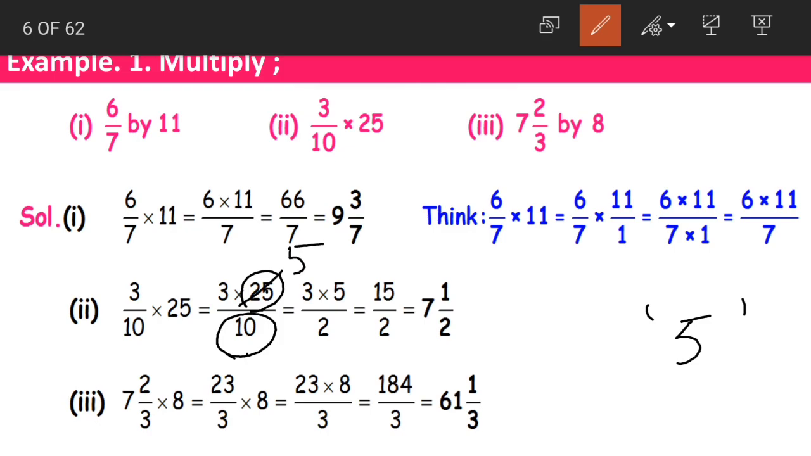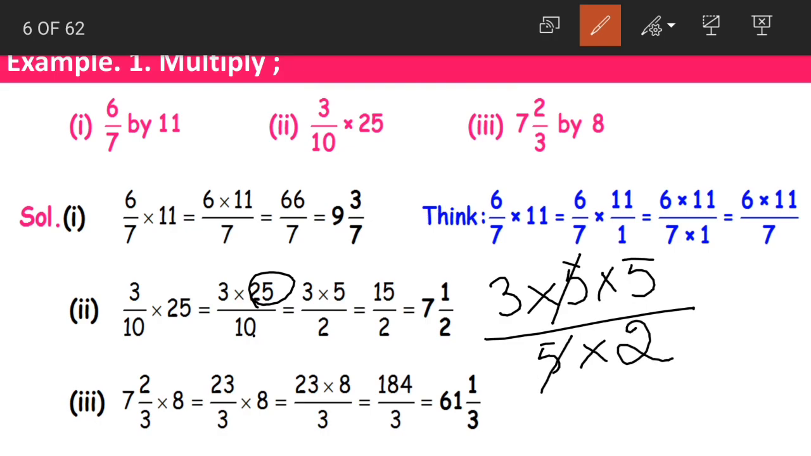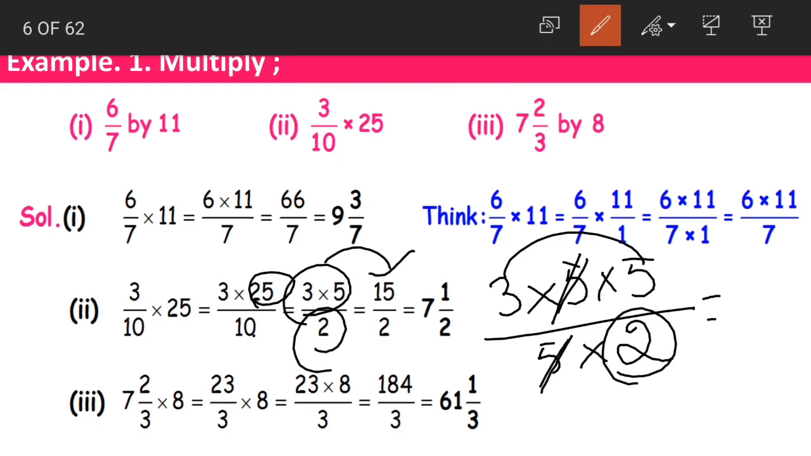5 5s are 25, 5 2s are 10. We are cancelling the common factors. 25 can be written as 5 into 5, divided by 10 which can be written as 5 into 2. So a 5 in the numerator and a 5 in the denominator, we can cancel these two. Now what will we be left with? 3 into 5 divided by 2. 3 5s are 15, 2 as it is. Clear students?